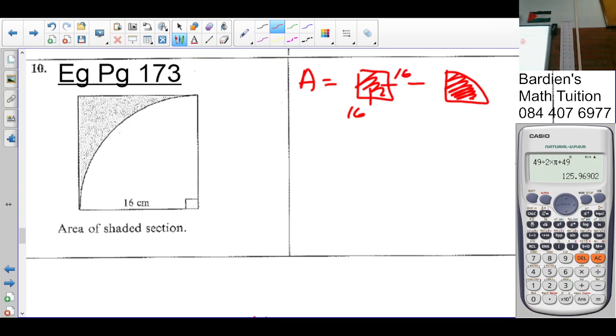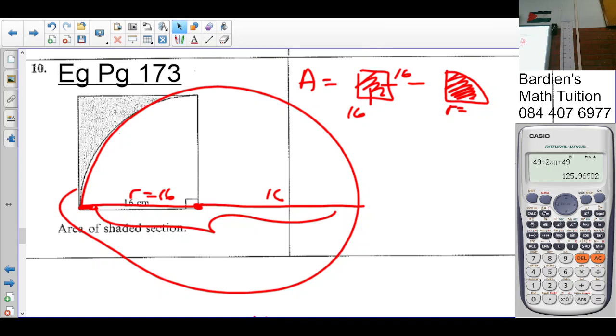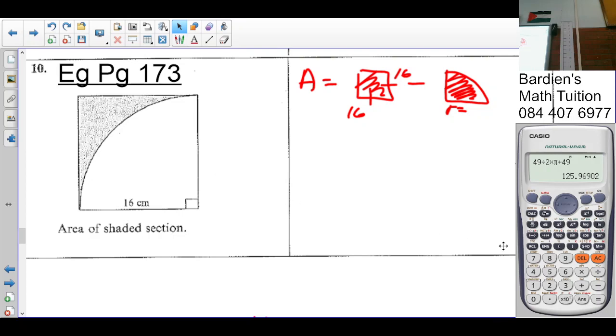Yes. What is the length of this radius of the circle? 16. You sure? Yes. You see, we draw a circle around here. From center to circumference, it's your radius. So your radius is 16. But the diameter is 32. From there to there is also 16. But you guys understand? Yes. Right. So you got the radius of 16.